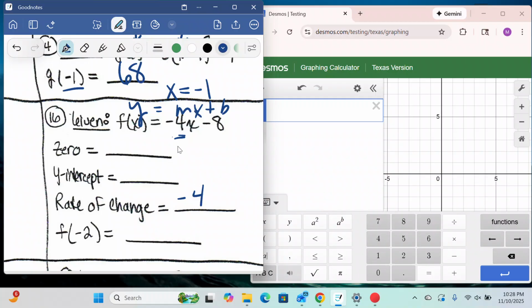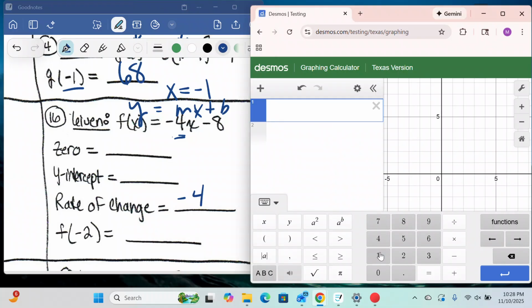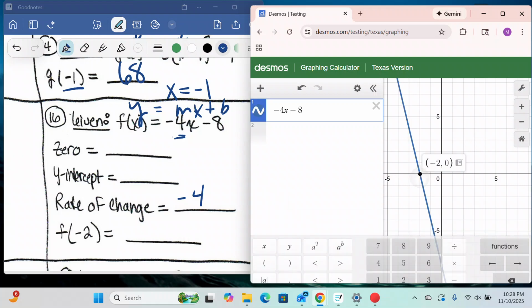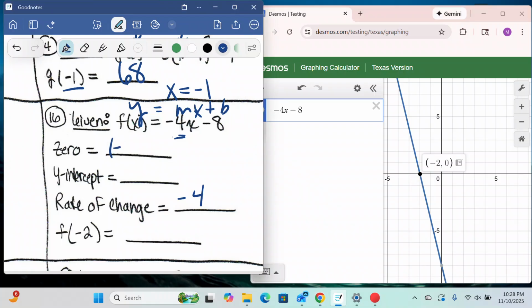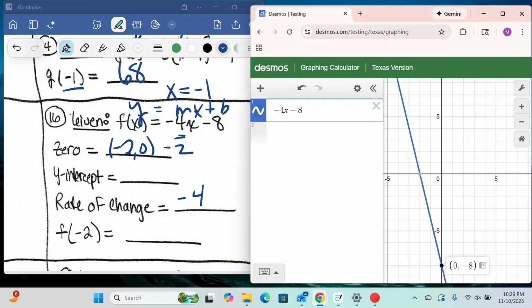So once again, I'm going to input this equation into my graphing calculator, Desmos. So I'm going to put -4x minus 8. And I have my x-intercept, which is my 0, (-2, 0). So I'm going to write in (-2, 0). And my 0 is actually -2. Then I'm going to find the y-intercept. Where does it cross my y-axis? So I'm going to unclick that, and I'm going to click there. My y-intercept is (0, -8).